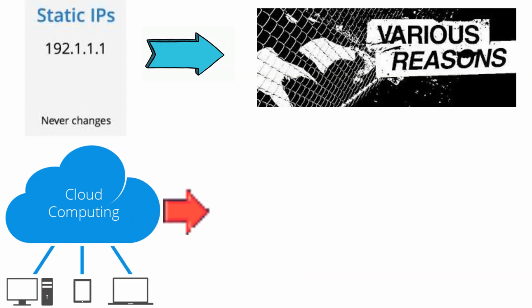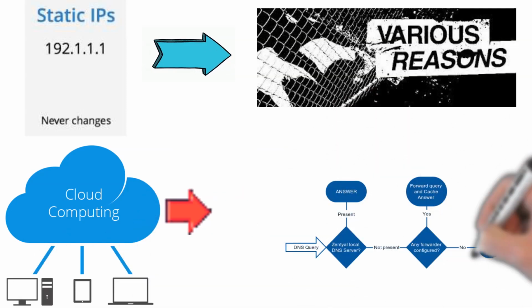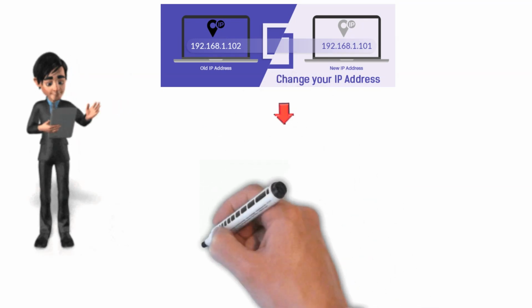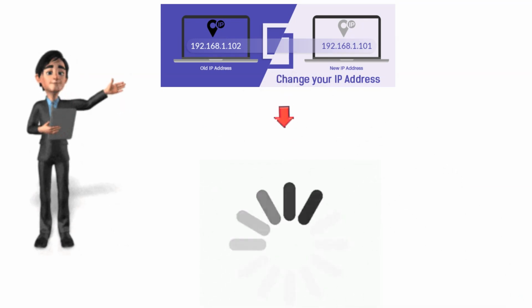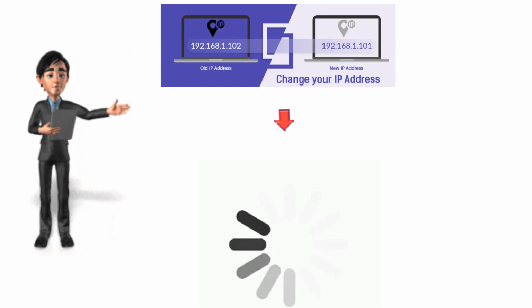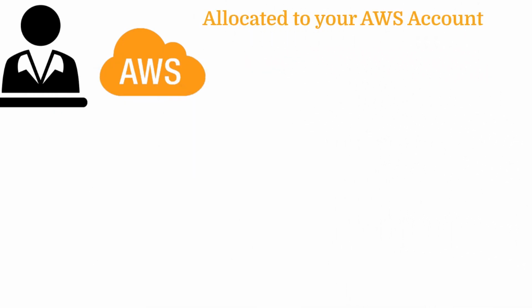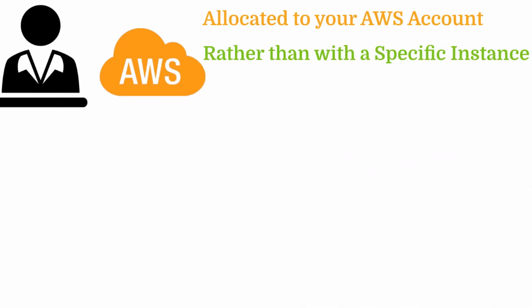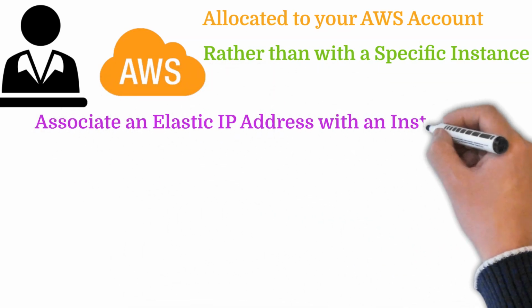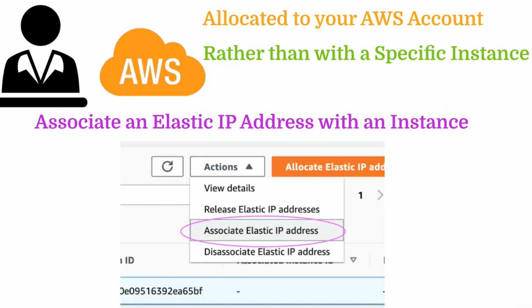In cloud computing, this is advantageous for DNS queries. If IPs are changing, this can affect the content loading process. In a nutshell, static IP addresses are IPs which do not change at all. It is because of that, it is allocated to your AWS account, rather than with a specific instance. When you associate an elastic IP address with an instance, it remains allocated to your account and the specific instance until it is disassociated from either.